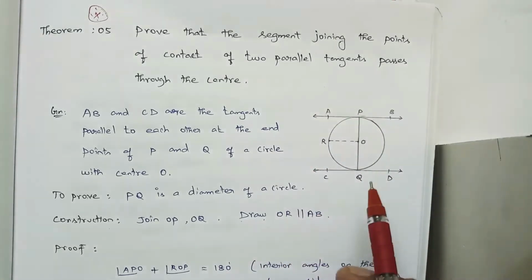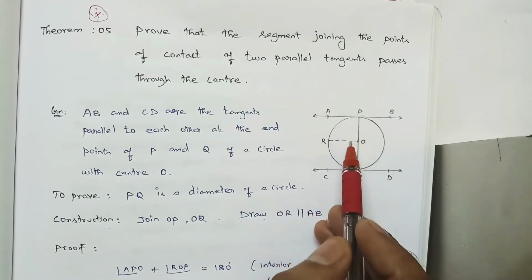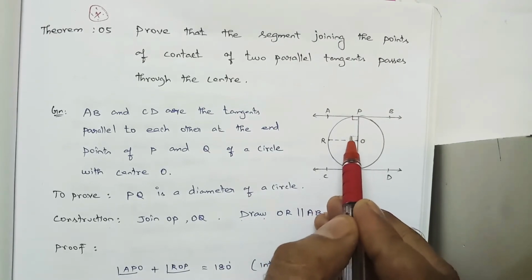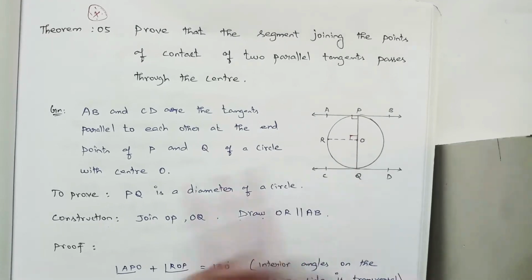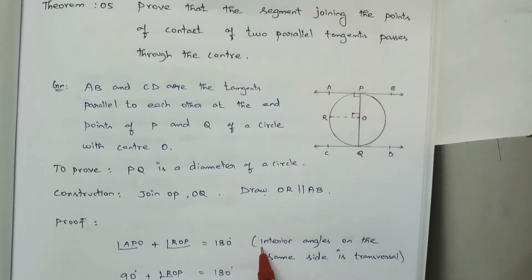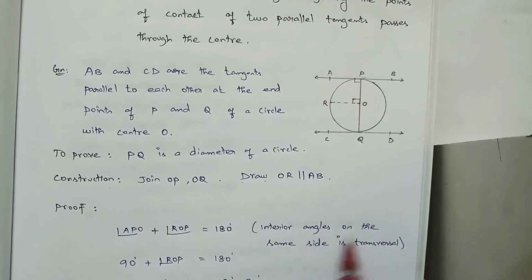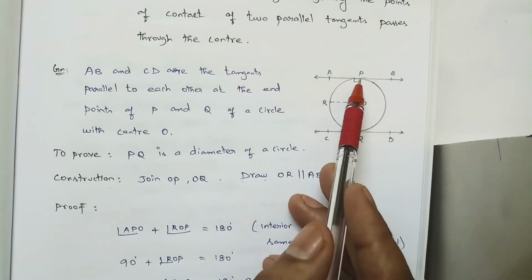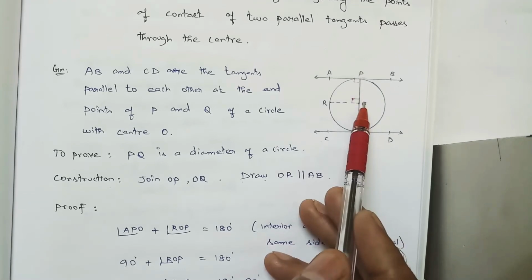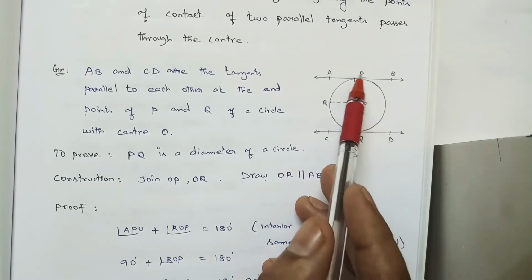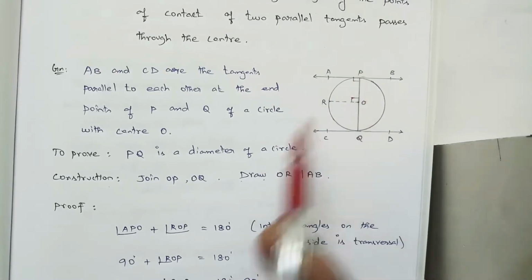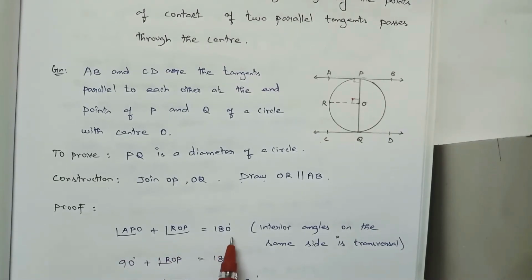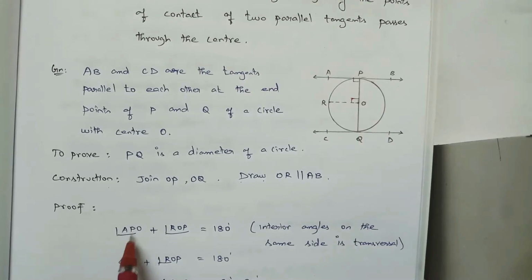The interior angles on the same side of the transversal sum to 180 degrees. We studied that last year. So angle APO plus angle ROP is equal to 180 degrees. Already we know that angle APO is 90 degrees.